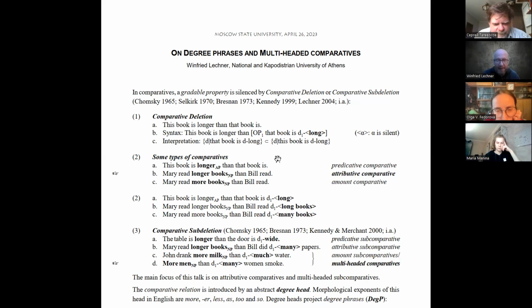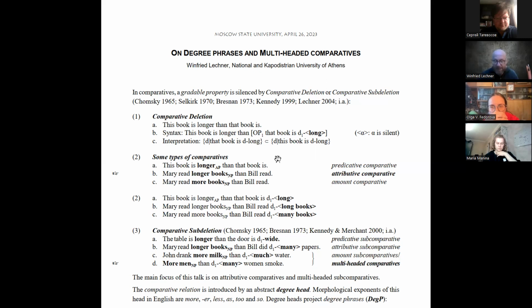Now, apart from the kind of deletions that target the whole gradable property and its satellites, there is a process called comparative subdeletion, some examples of which I give you in 3, in which only a small part, only the gradable adjective itself, is removed. Something like, the table is longer than the door is wide. Or in 3b, Mary read longer books than Bill did papers. So we see here a very small constituent being silenced.